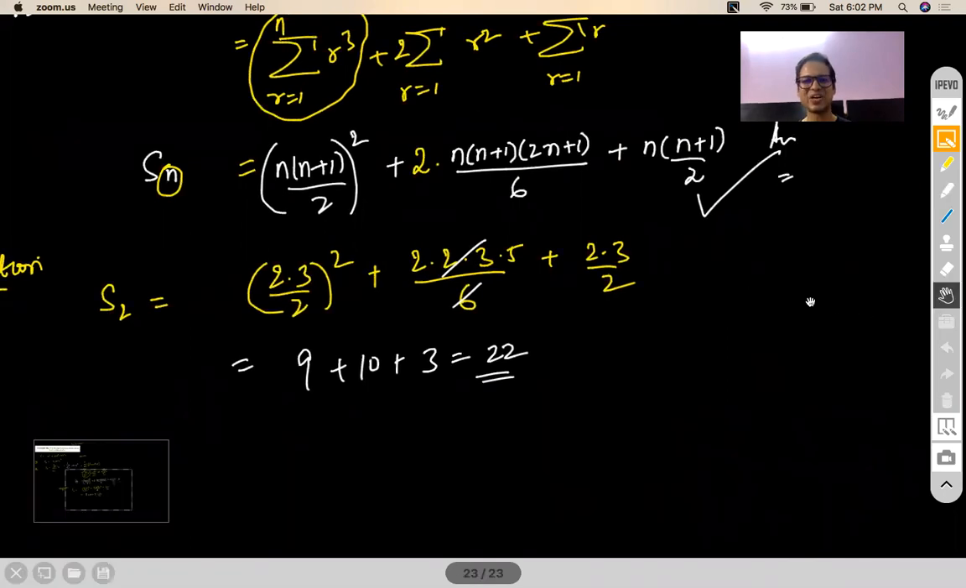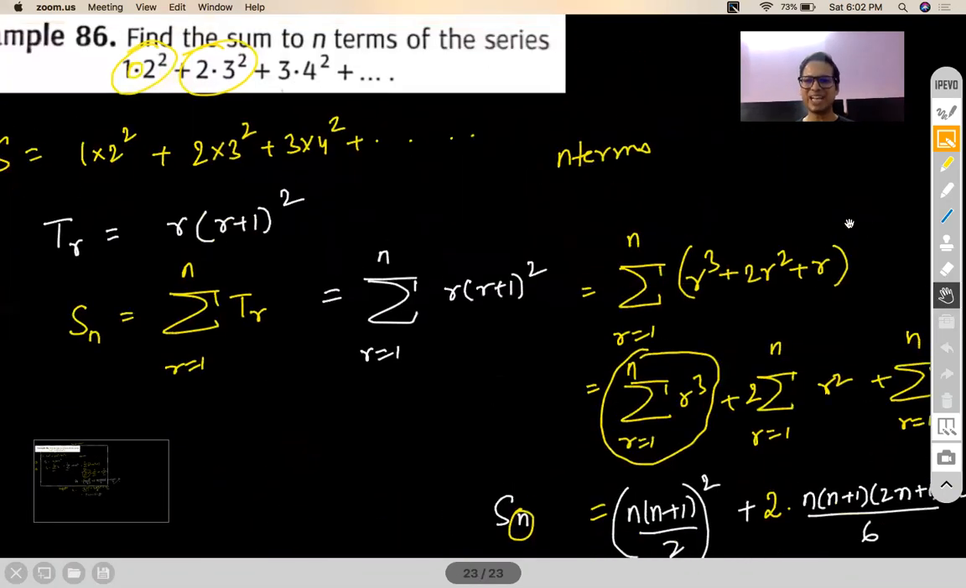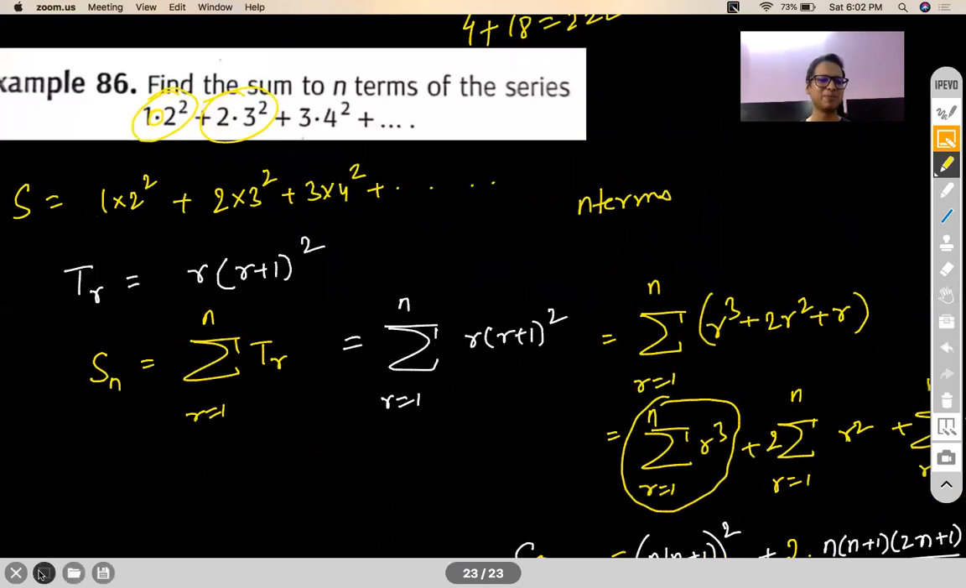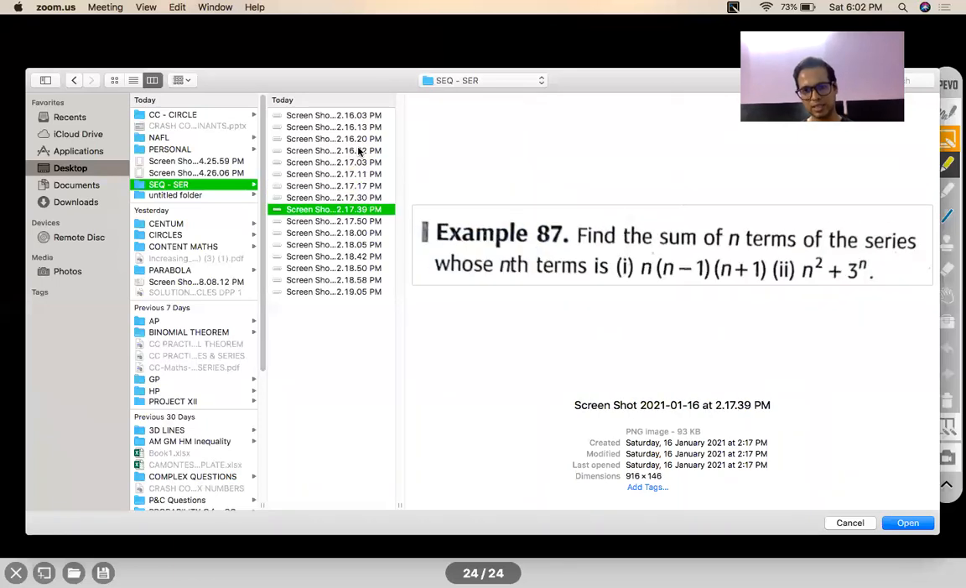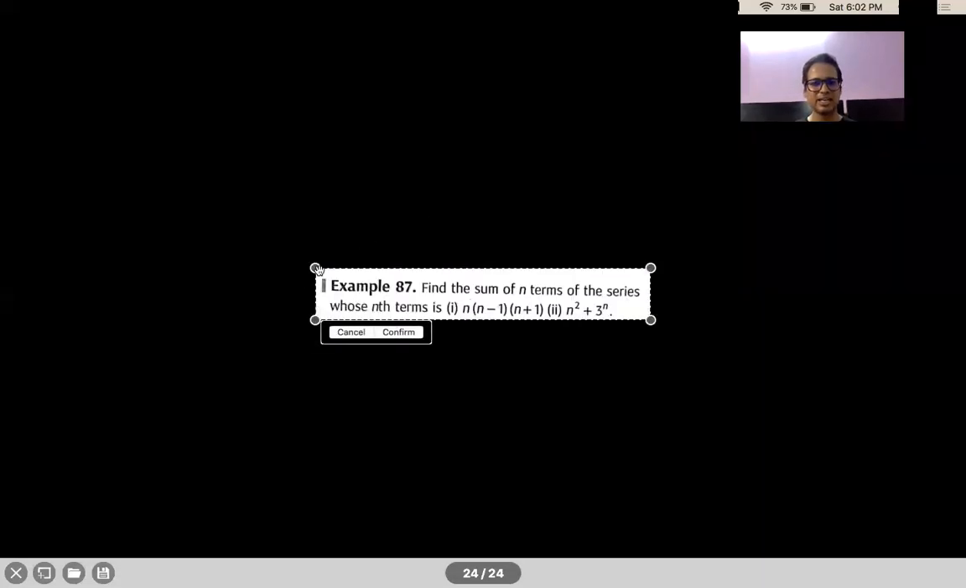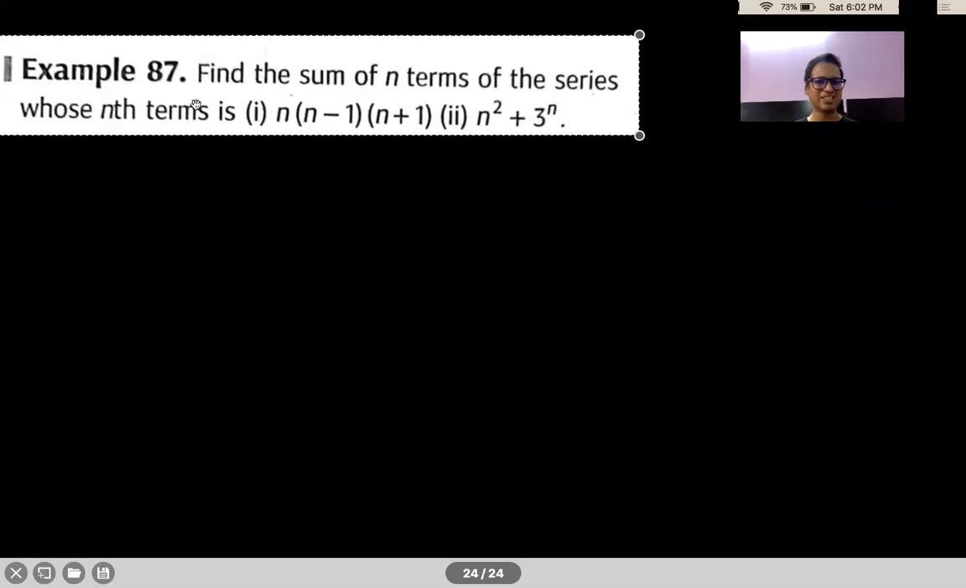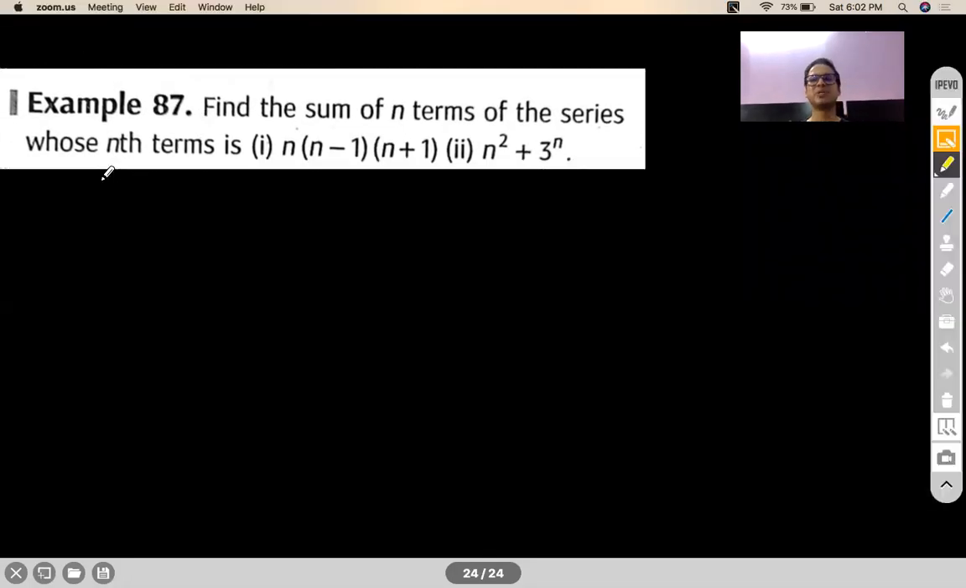Is this clear? Okay. Now, the same task, I will start with a very simple example. Let me begin with this example. Right in front of you, I have given two questions, whose nth term is given to you. So instead of giving you the entire series, they have given you the nth term. So obviously, when you know the nth term, you can always build up the series. We have to find out the sum of this series. Let's do this question.